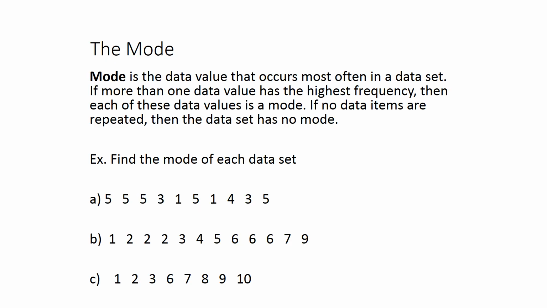So if you look at the first data set, you don't have to arrange them from smallest to largest. You can look and see that 5 is the most frequently appearing data value. Right? 3 appears twice, 1 appears twice, but 5 appears 5 times, so it's the most frequently appearing data value. If you look at the second data set, there's 3 2s. There's also 3 6s, so they're both the mode.